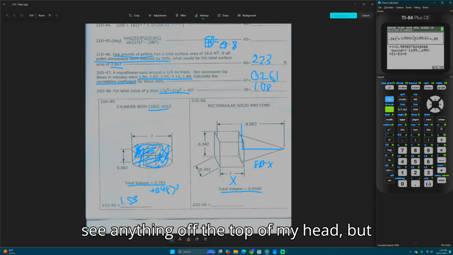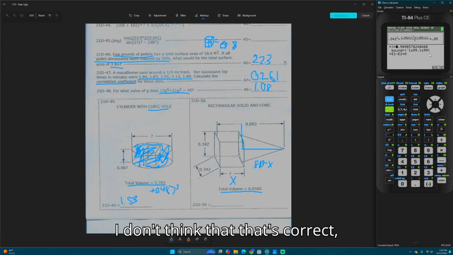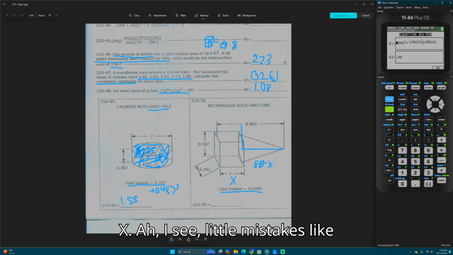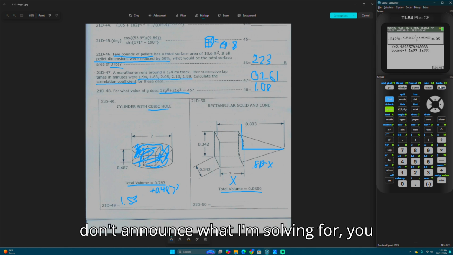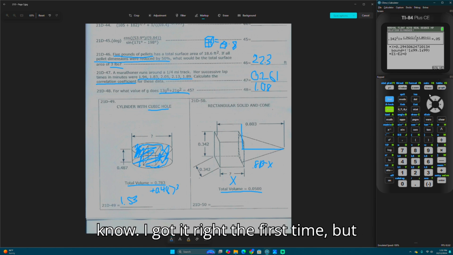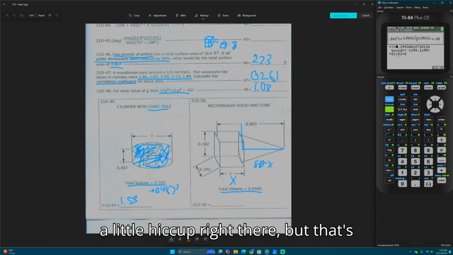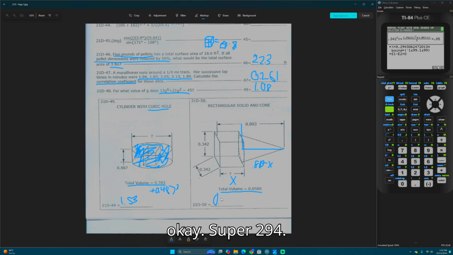I don't see anything off the top of my head, but I don't think that's correct though. Let me check. 50. We're at 29. Yeah, it's 0.294, which I got before. Well, this is my first stumbling block, I guess. Oh, I forgot the x. I see. Little mistakes like that. I might have said x, but I just forgot to type it in. Normally I don't announce what I'm solving for. So I got it right the first time, but a little hiccup right there, but that's okay.